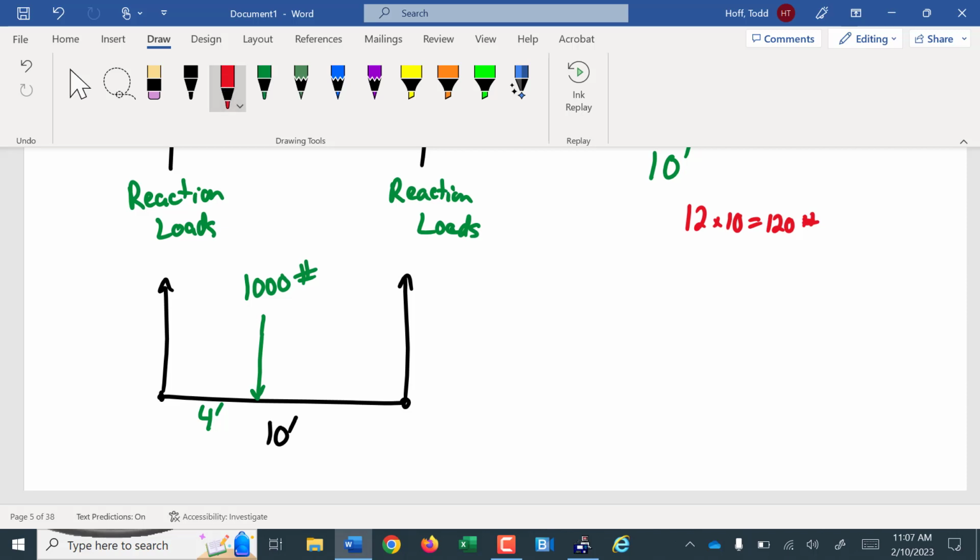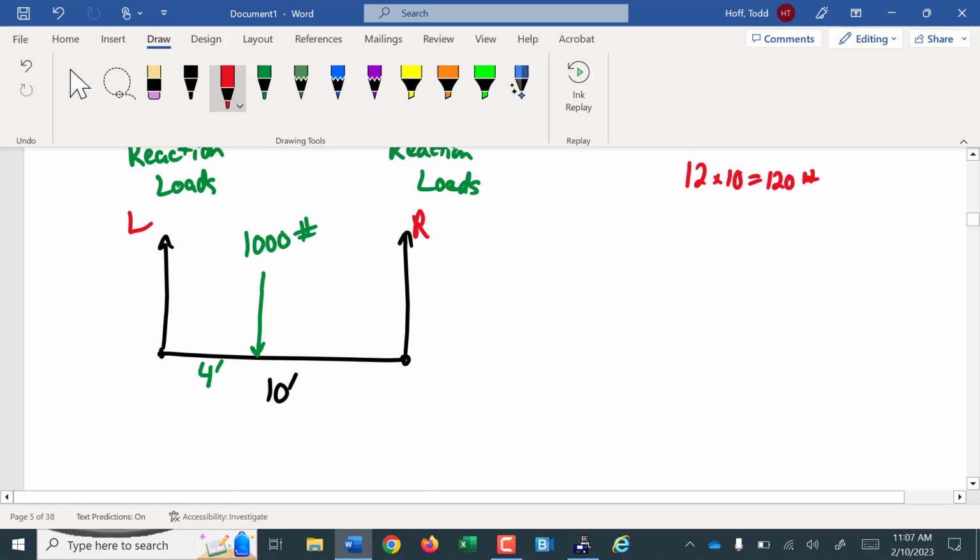Now, if I call this the left end and the right end, which end is going to take more of the load here? The left, the end that's closer to the load. So we know that the left reaction better be bigger than the right reaction. But the way we find it, let's find the right side.